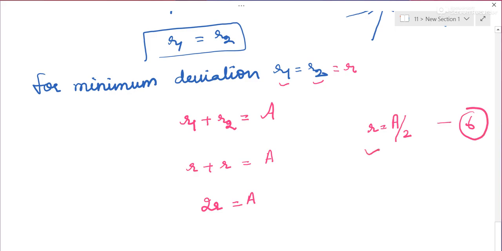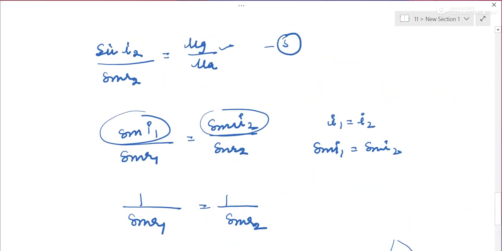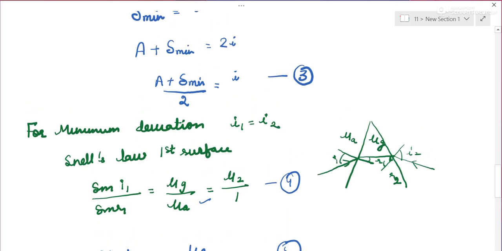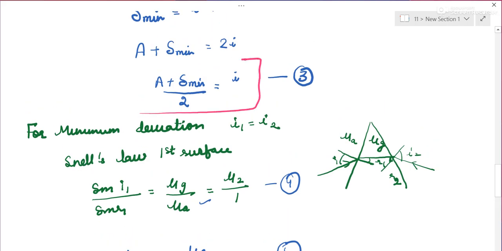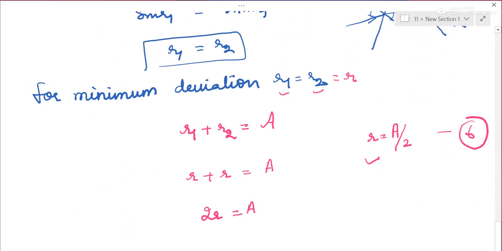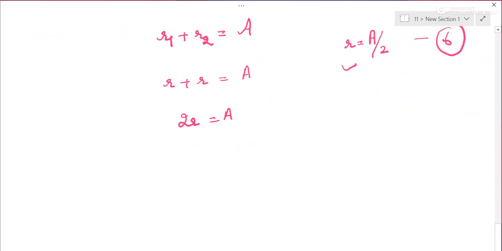I got the value of R and I got the value of I. This is I. So just write it again. I and R together. This is R and this is I. I is del minimum plus A by 2, or A plus del minimum by 2, we write generally like that.